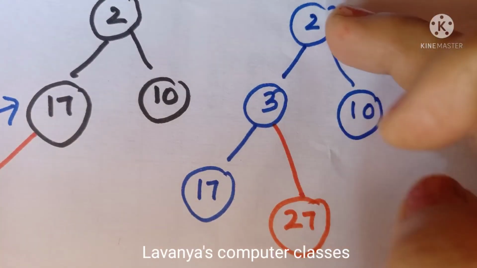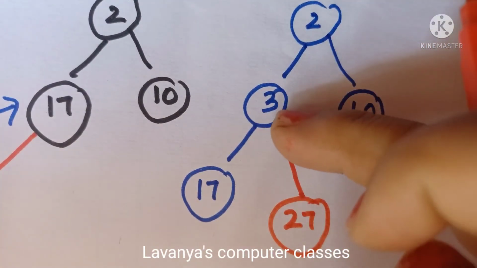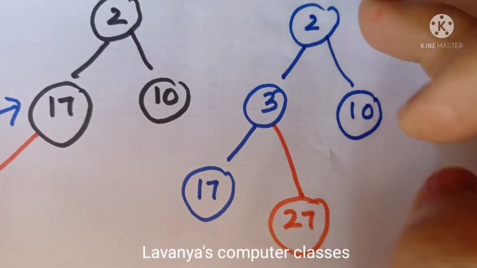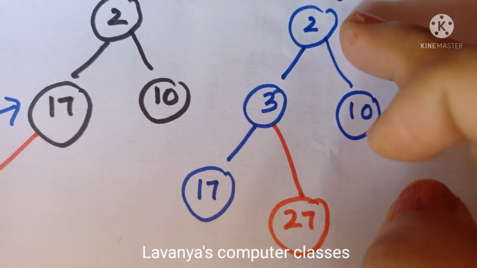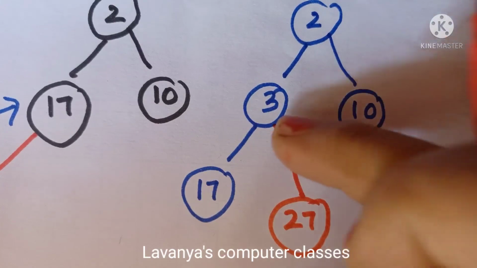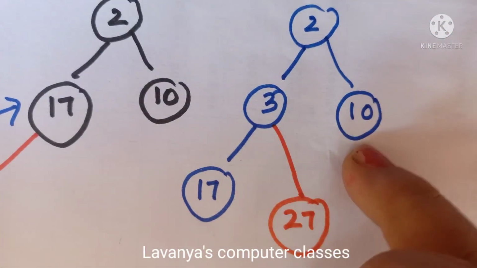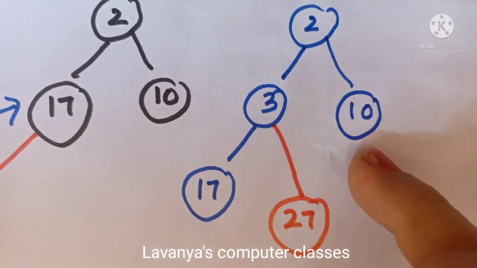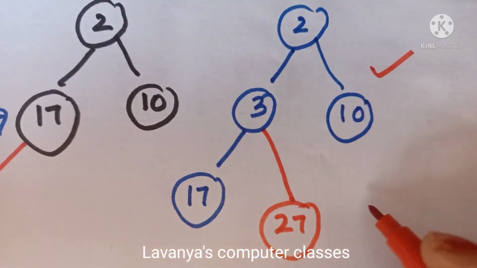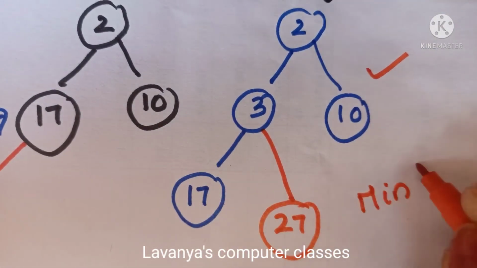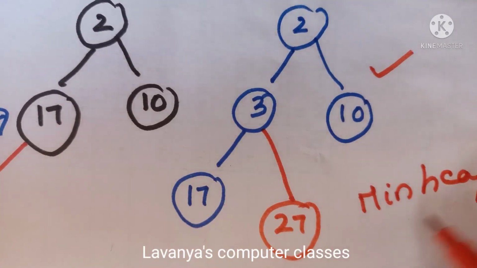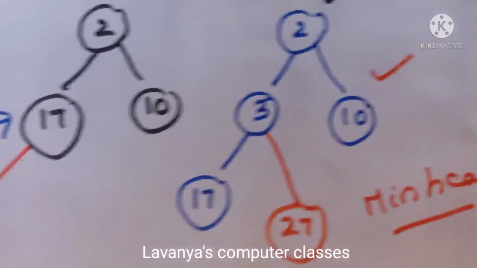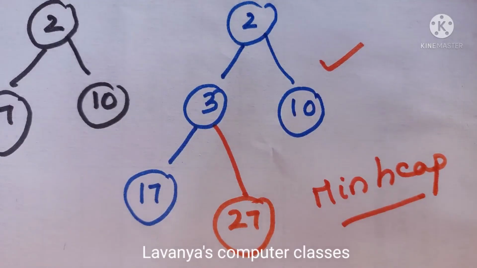Coming to the next higher level, 3 has parent node 2 and 2 is the root node. Root node contains two children, 3 and 10. Both children are more than 2. That means the root is smaller than its children. So it satisfies the min heap. So this is called a min heap. Like this we can construct a max heap or min heap.